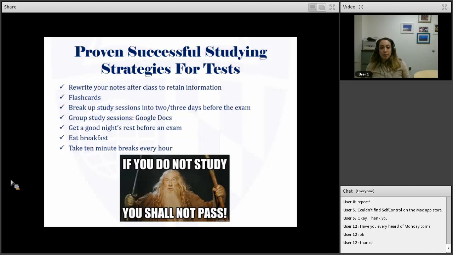Also, do not forget the usual ways for preparing for an exam. Take breaks, don't skip meals, and have a good night's sleep before the exam.